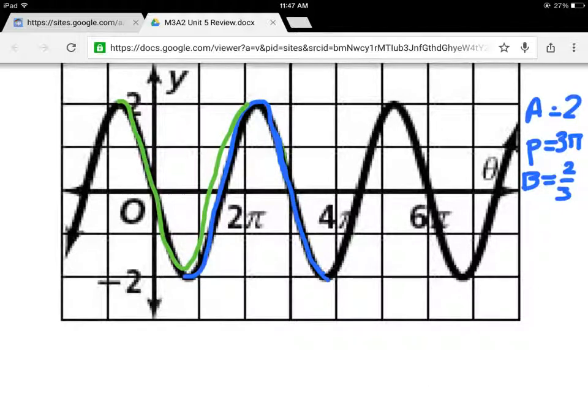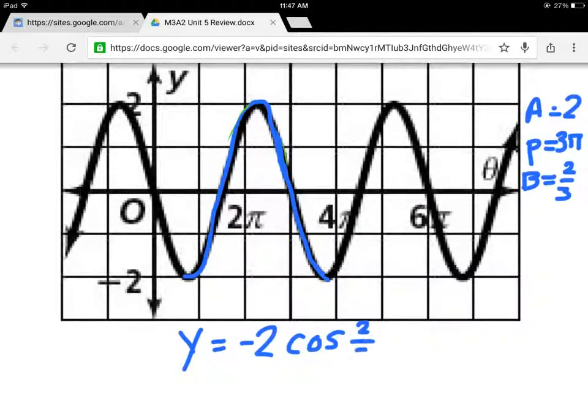But again, I'm going to match with what my answer key is on my website. So we still have y equals a negative 2. This time we're going to do a cosine. We're going to have a 2/3. And then we need to figure out what's in the parentheses with the x. So we want to figure out where that point is.